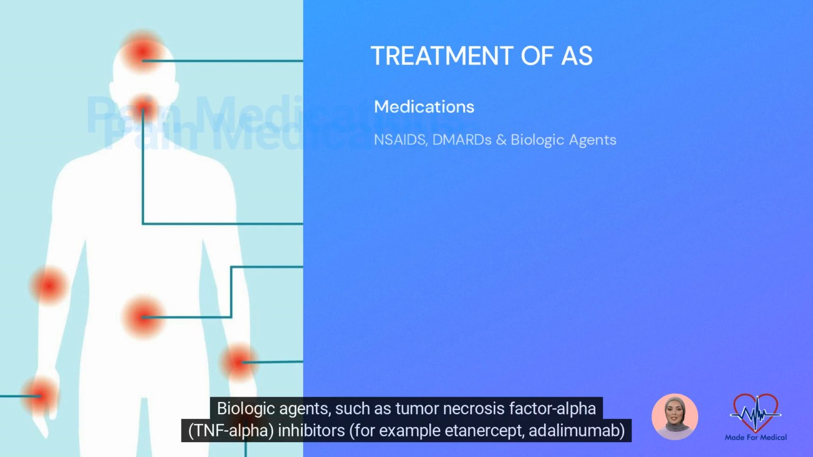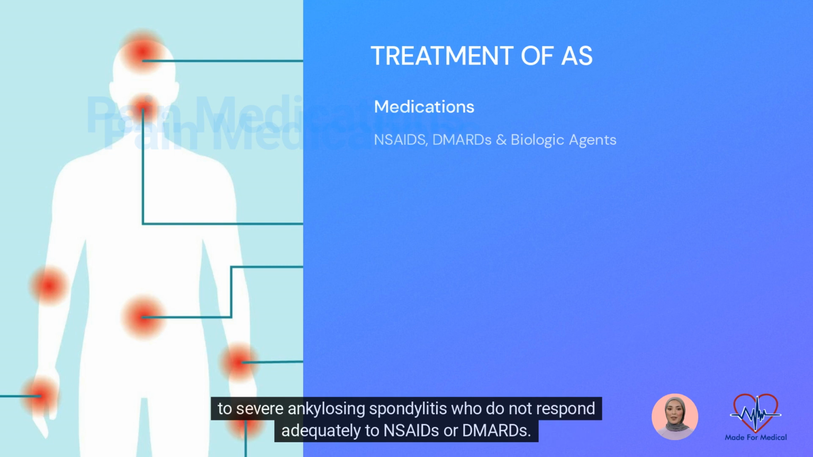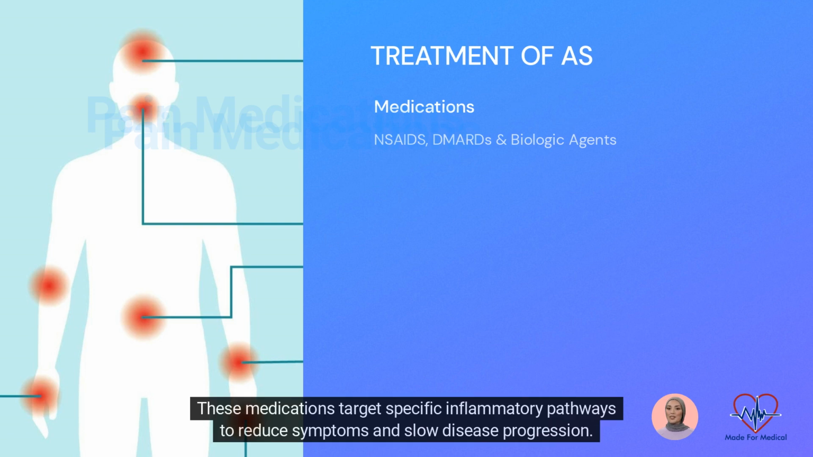Biologic agents, such as tumor necrosis factor alpha, TNF-alpha, inhibitors, for example etanercept and adalimumab, and interleukin-17, IL-17 inhibitors, for example secukinumab, are used for individuals with moderate to severe ankylosing spondylitis who do not respond adequately to NSAIDs or DMARDs. These medications target specific inflammatory pathways to reduce symptoms and slow disease progression.